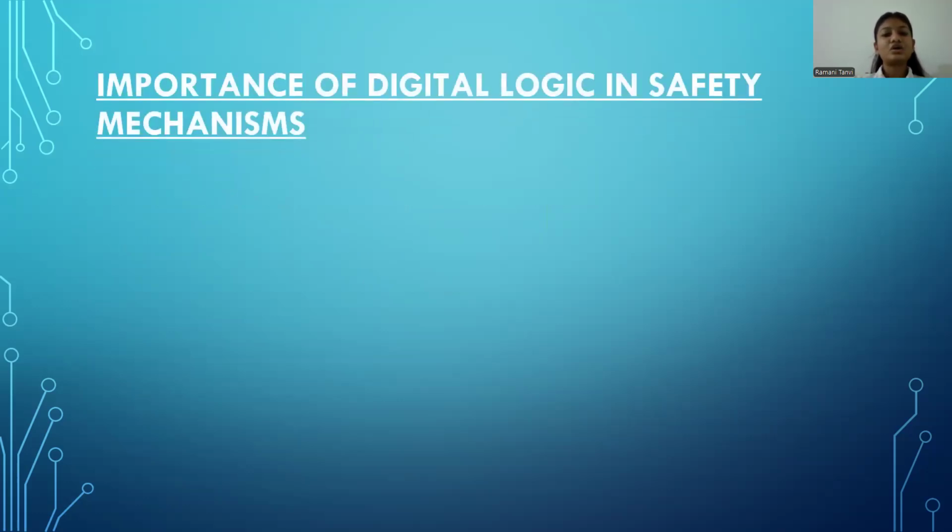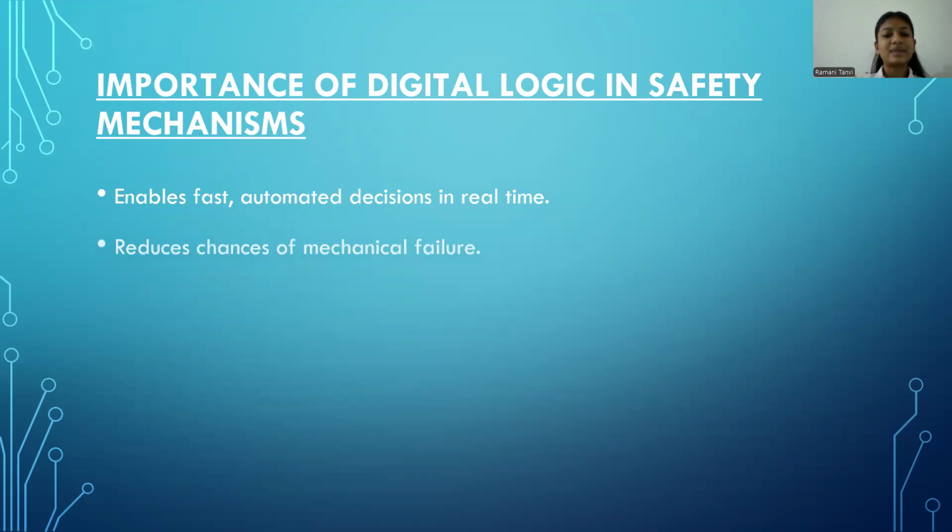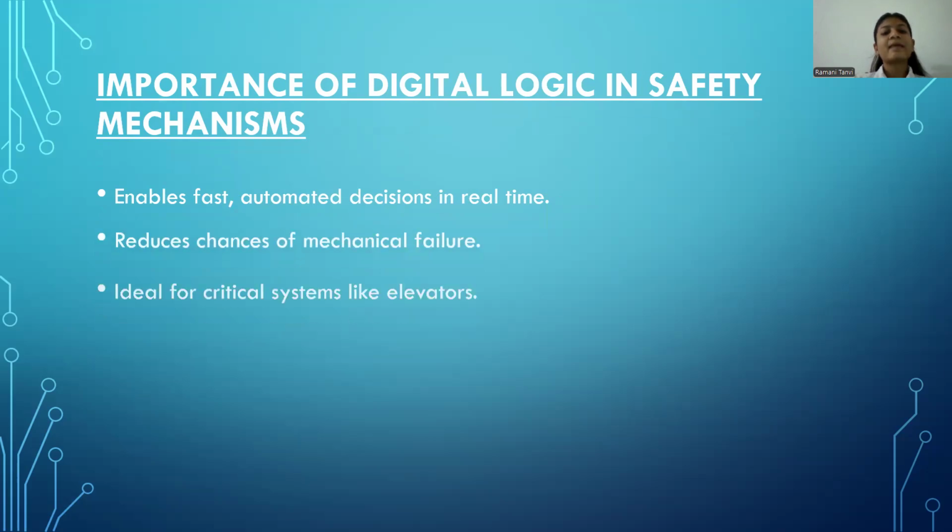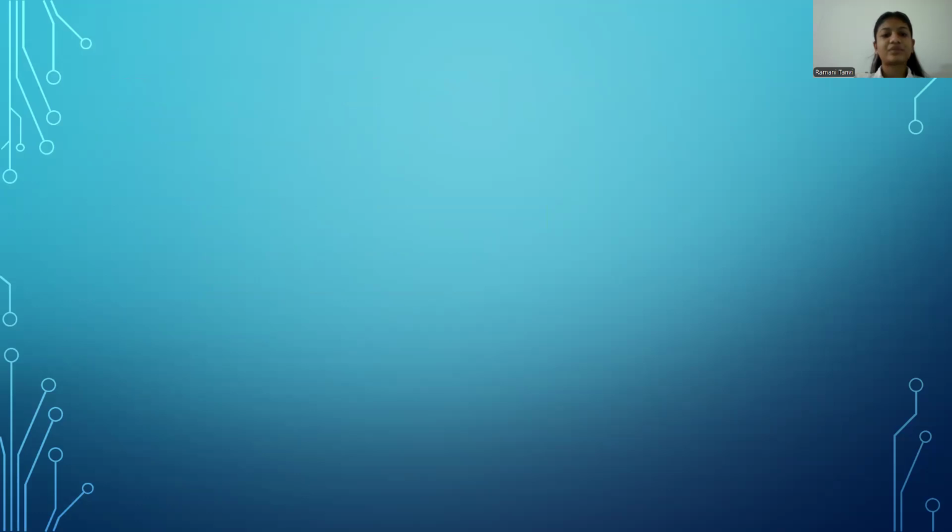Importance of digital logic in safety mechanisms. So why are we using digital logic for this? Digital logic systems respond instantly and don't rely on moving mechanical parts. They can process inputs like signals from sensors and give output in real time. That means less delay and high reliability. Also, logic gates don't wear out like mechanical switches. This makes them ideal for systems where safety matters, like in elevators, traffic lights or fire alarms.